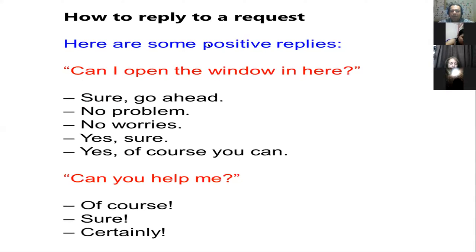Here are some positive replies. Aquí tenemos unos ejemplos de cómo contestar positivamente. Okay, vamos a poner a Elizabeth y vamos a poner a Josué.